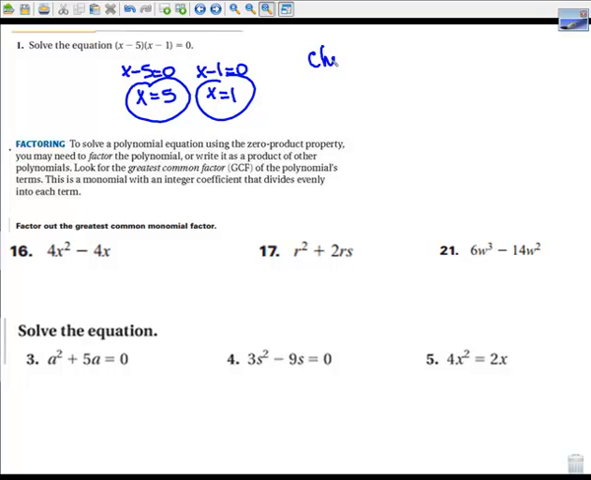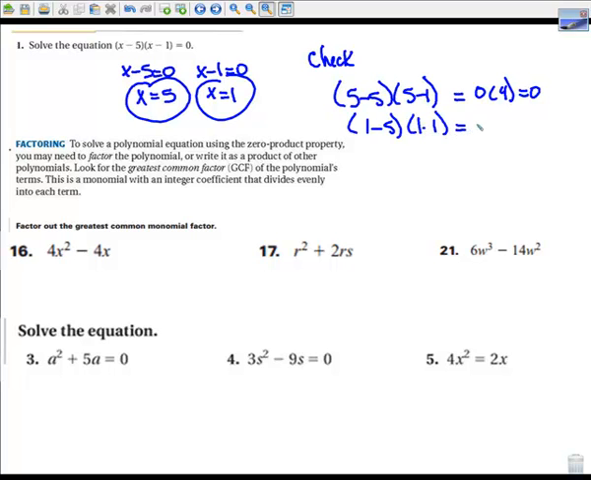And you can check it right over here. If I put in the 5, for example, I'll have 5 minus 5 times 5 minus 1, which is 0, times 4, which is 0. Or I'll have, if I put in the 1, I'll have 1 minus 5 times 1 minus 1, which is negative 4 times 0, which is still 0. So that's what we're going to do in a little bit.